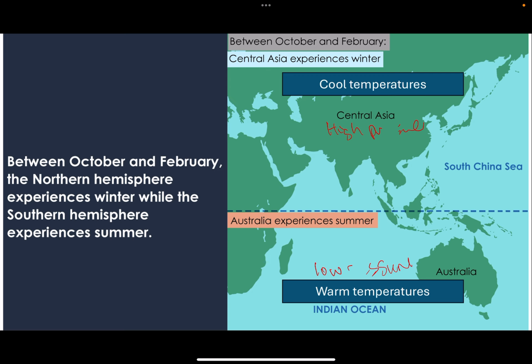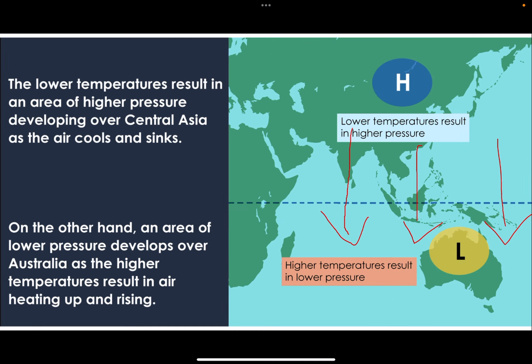So northern hemisphere, cooler temperatures, higher pressure because the air is sinking down. Warmer temperatures in the southern hemisphere. This is lower pressure. So if you think about it, where would the wind move? The wind will actually move down this direction, correct? From the high pressure to the low pressure.